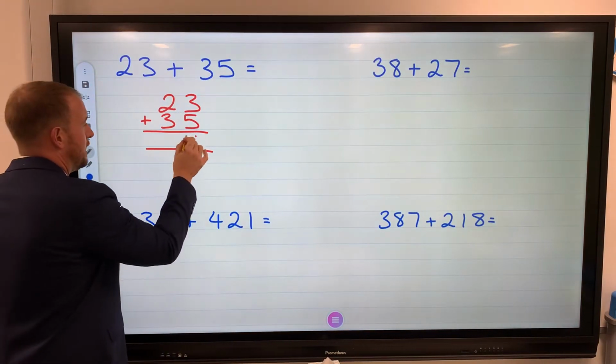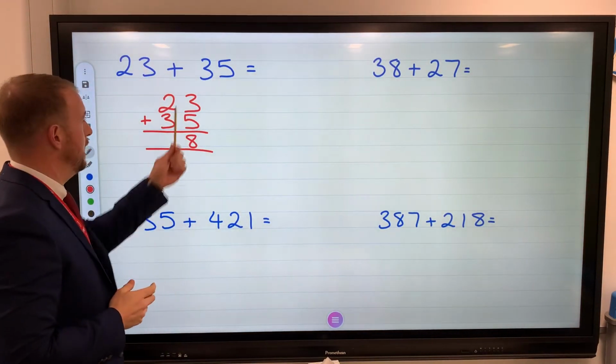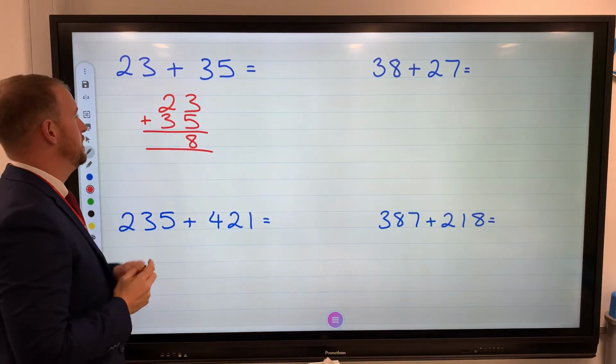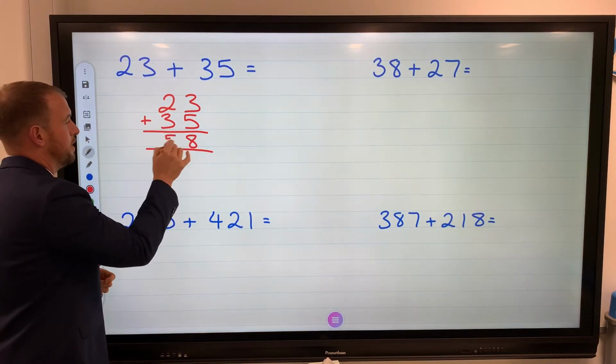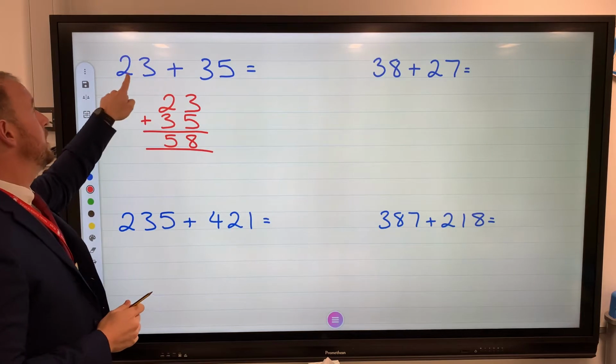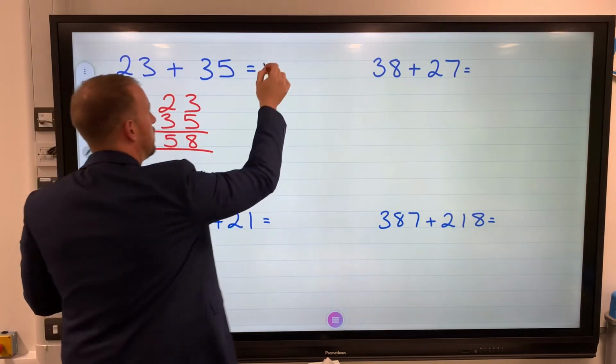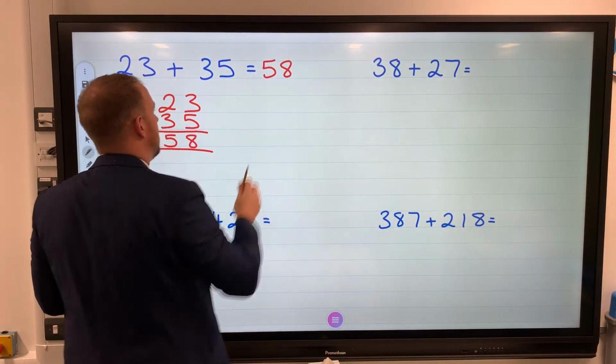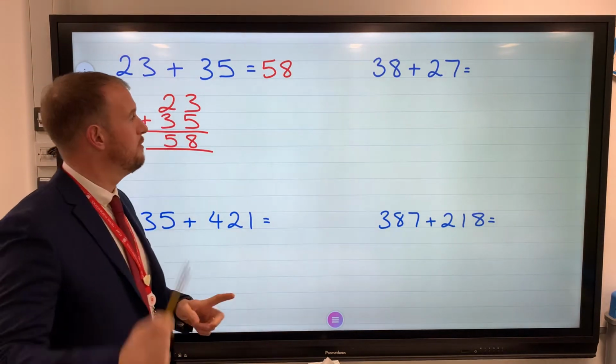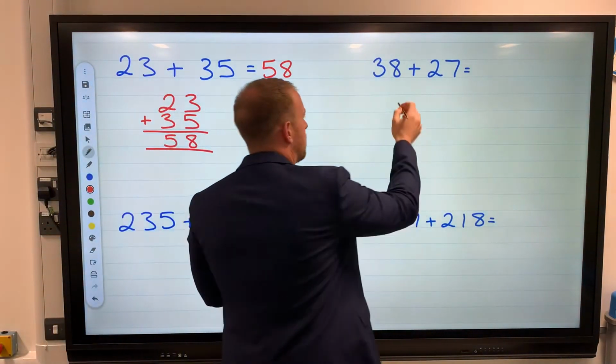3 plus 5 is 8, and I put an 8 there, okay, in that units column. The tens column, 2 plus 3 is 5. Therefore, 23 add 35 is 58. Everything lined up correctly. Exactly the same with this one.